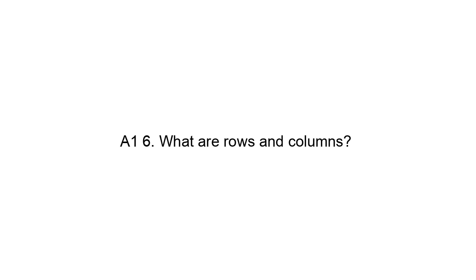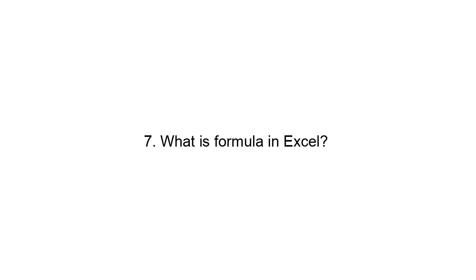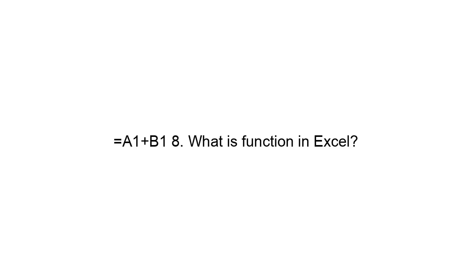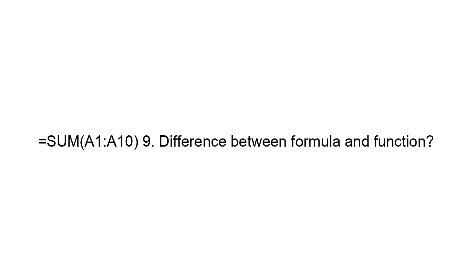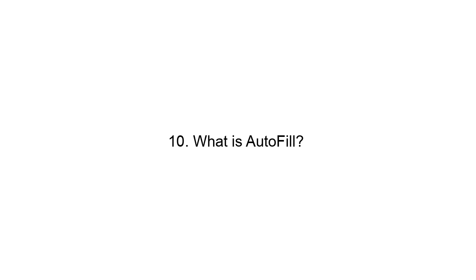6. What are rows and columns? Rows are horizontal. Columns are vertical. 7. What is a formula in Excel? An expression used for calculations. Example: =A1+B1. 8. What is a function in Excel? A predefined formula. Example: =SUM(A1:A10). 9. Difference between formula and function. A formula is a user-defined expression. A function is a built-in calculation. 10. What is autofill? It automatically fills patterns and formulas.